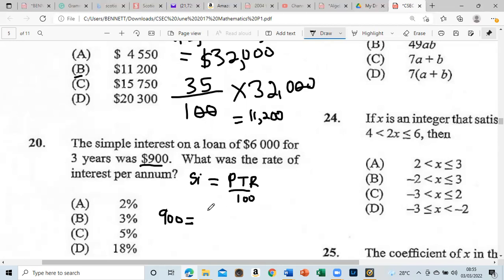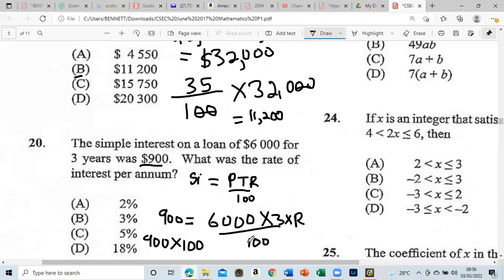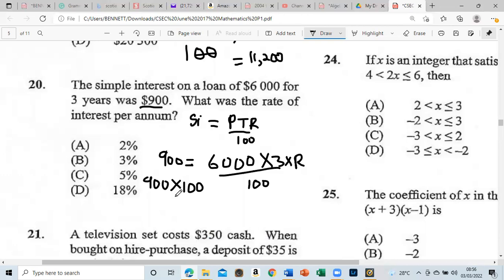So put in what we know: the principal is $6,000, and time is 3 years, times the rate. We don't know the rate, but it is over 100. So all we have to do now is transpose, right? So it would be 900 times 100, and then the others here would divide, because they are being multiplied, so the inverse is divide. So we have 6,000 times 3.